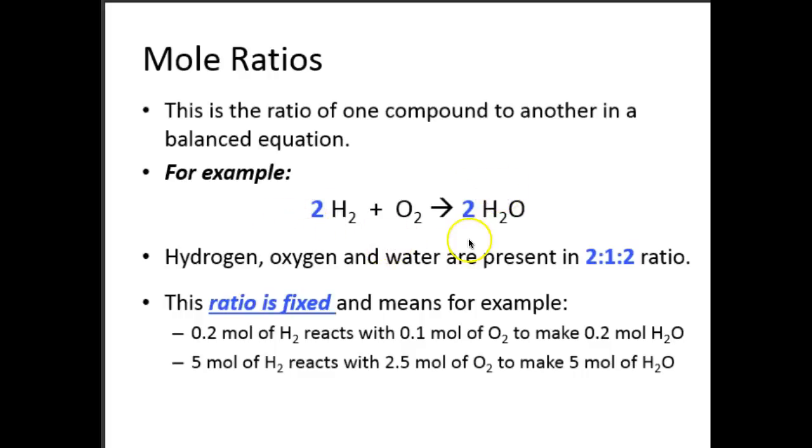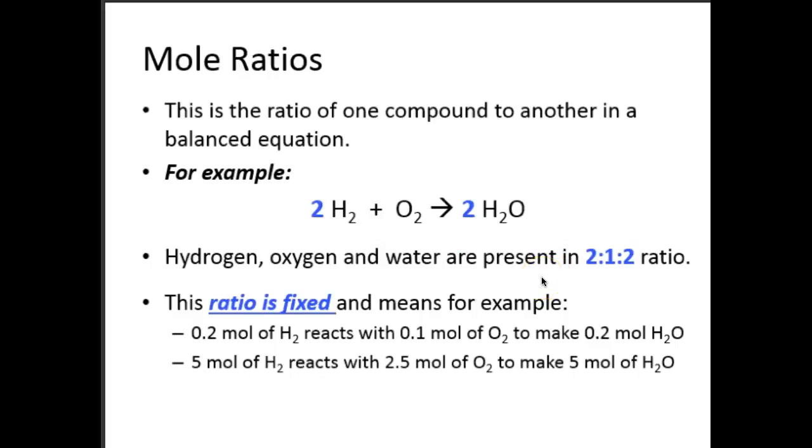So when you're looking at a balanced equation, the coefficient in front is telling you how many moles you have. So let's say we're looking at this particular reaction where we're making water. We have 2 moles of hydrogen, 1 mole of oxygen to yield 2 moles of water. The ratio of hydrogen to oxygen to water is 2 to 1 to 2.